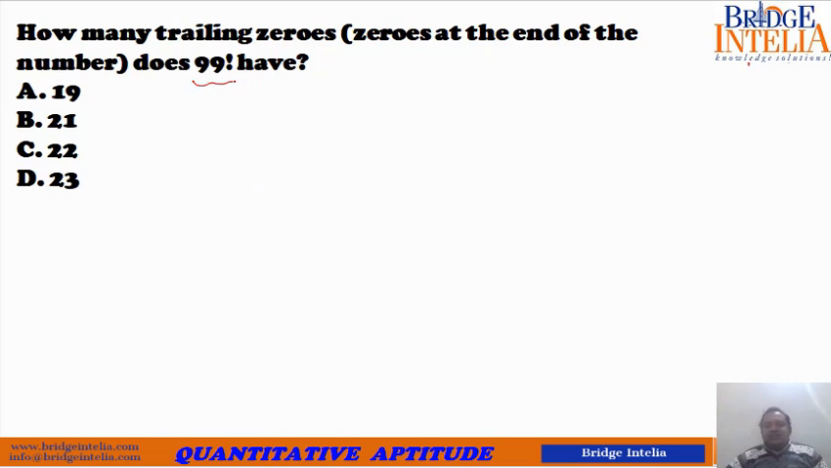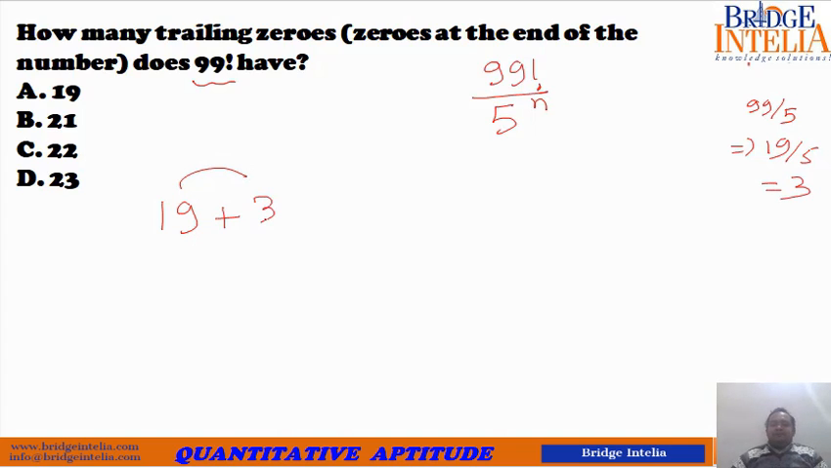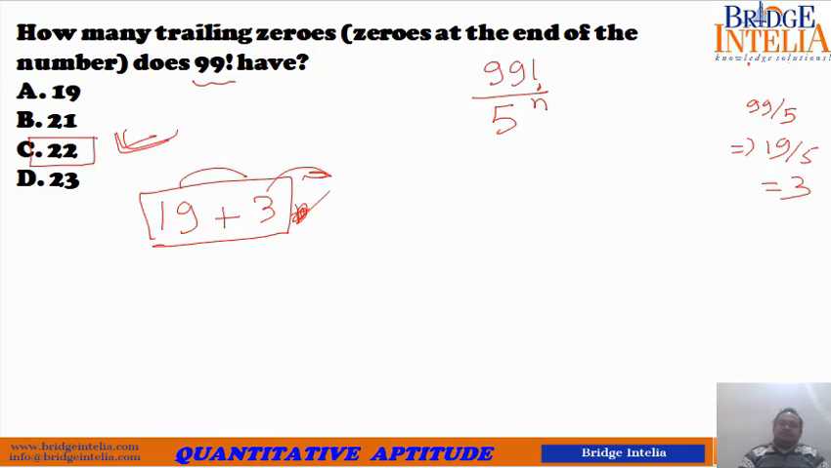Next one, how many trailing zeros does 99 factorial have? So the meaning of the question is, what is the number of powers of 5 available in 99 factorial? So let's solve this. Divide 99 by 5. So this is equal to 19. So start with 19. Next 19 by 5, 3. Next 3 by 5. So meaningless to proceed any further. 19 plus 3, 22.